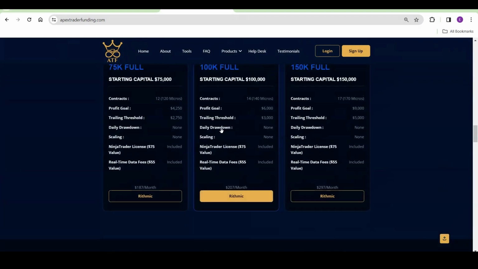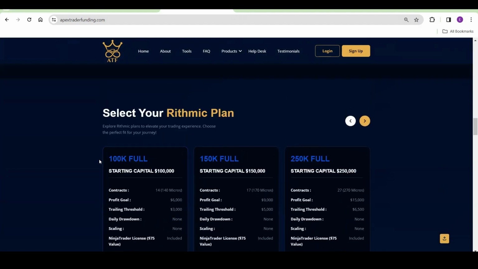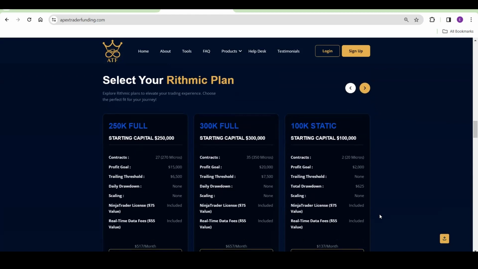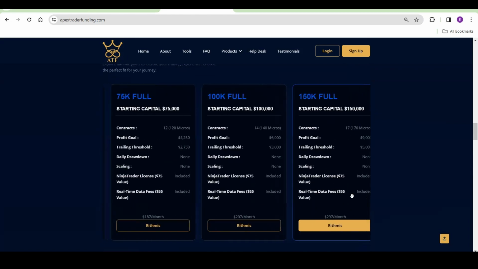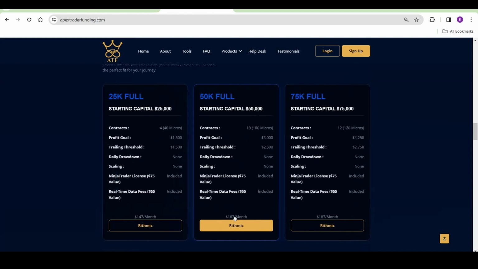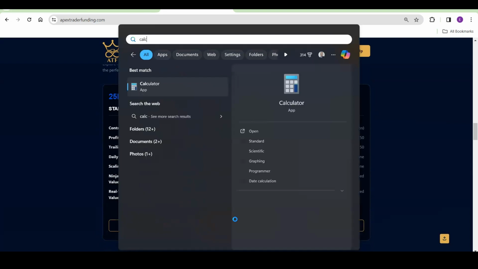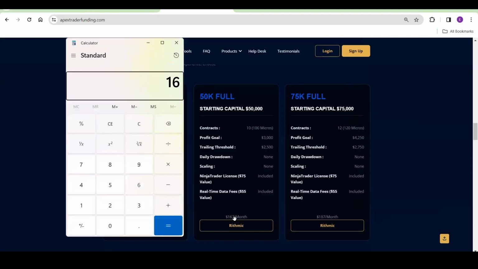Where are their options? I think they changed the website before. Yeah, the Rhythmic, this is with Ninja. If you take this Rhythmic plan, suppose a 50K account, it is $167. Right now they have 71% off, so 167 multiplied by 29%.